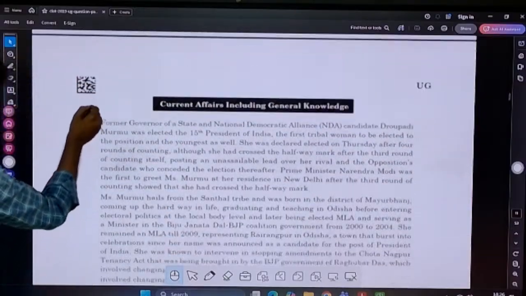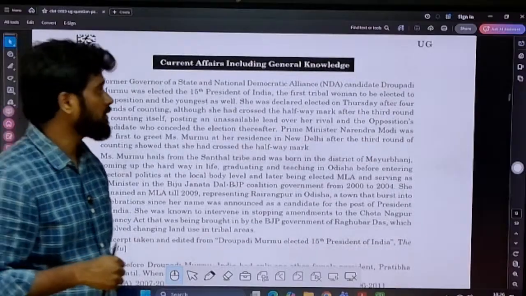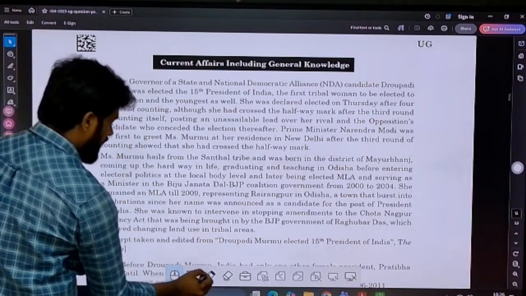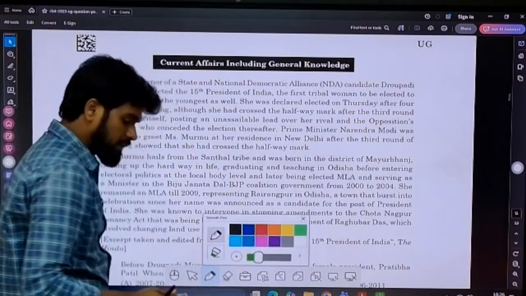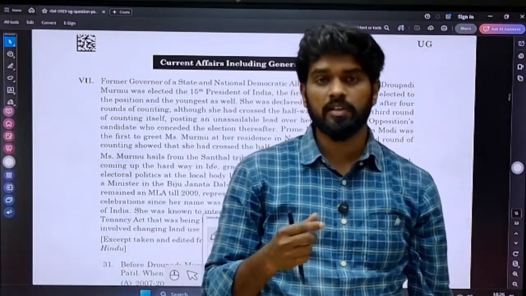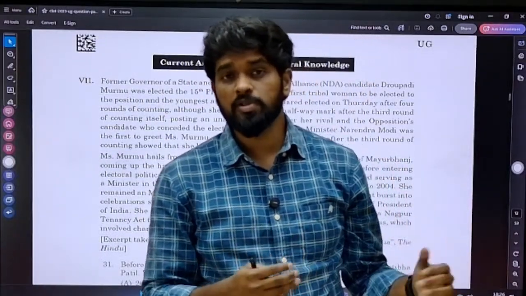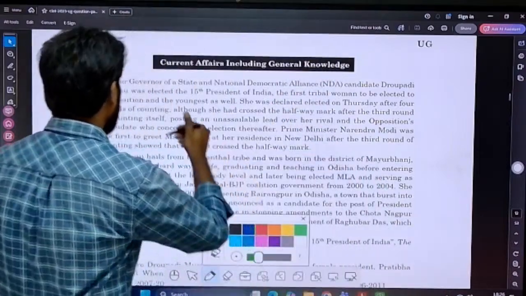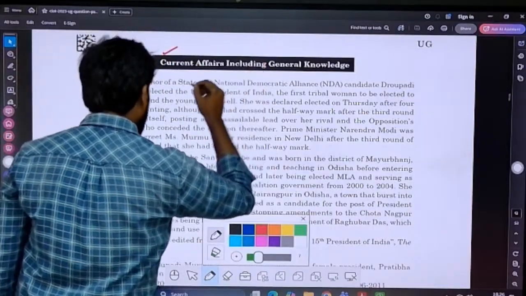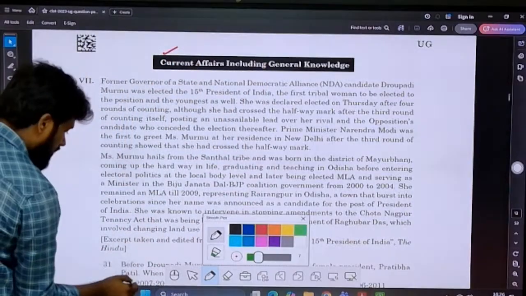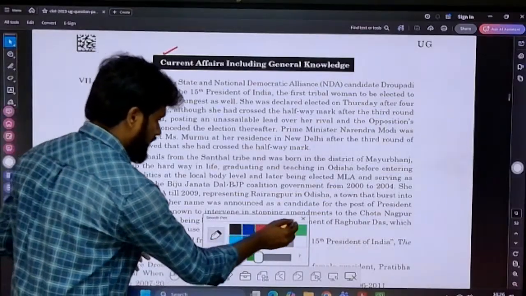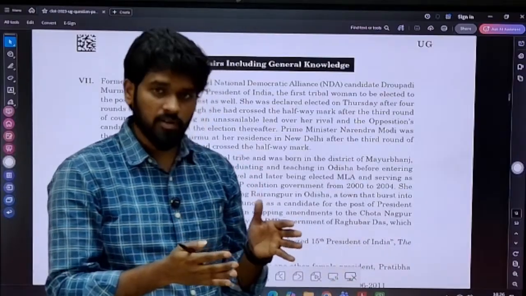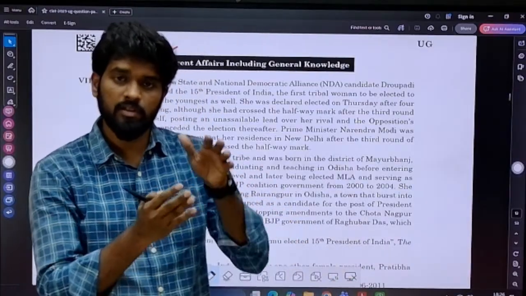The next section we are dealing with right now is current affairs, including general knowledge. Most of the current affairs that CLAT gives you are topics that have been repeated in the newspapers. So we have to have a stringent knowledge of the newspapers every time. With respect to current affairs, it will be given in a passage way, like in the reading comprehensions, the same way they'll give the current affairs in passage manner.